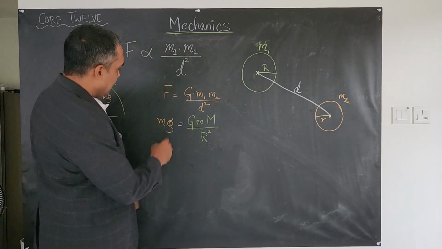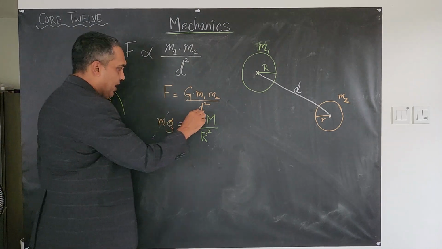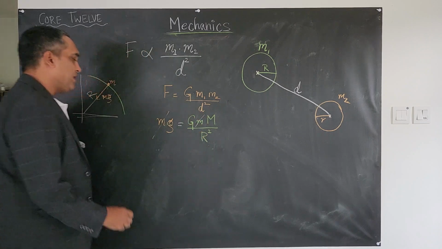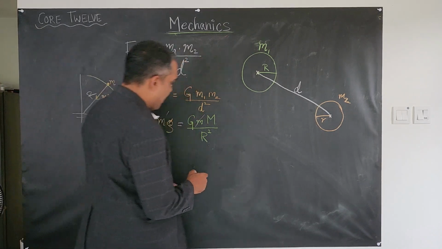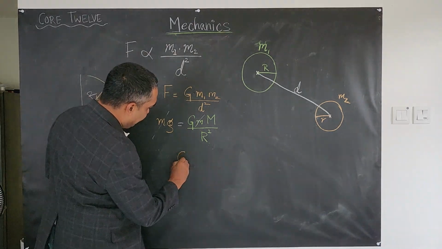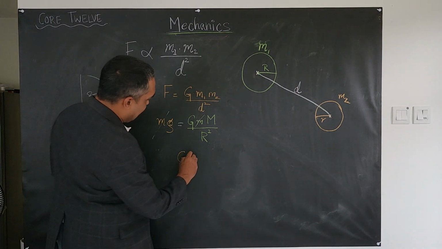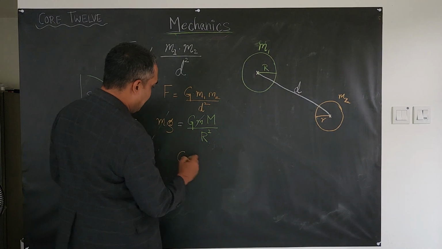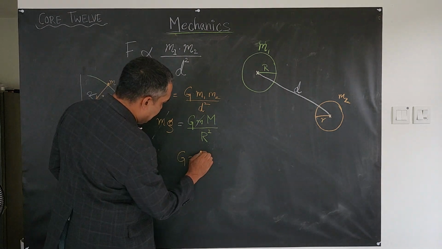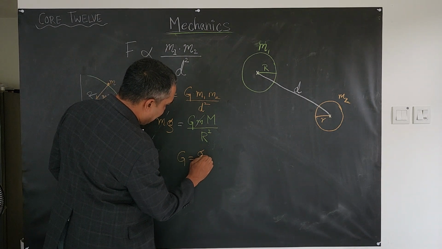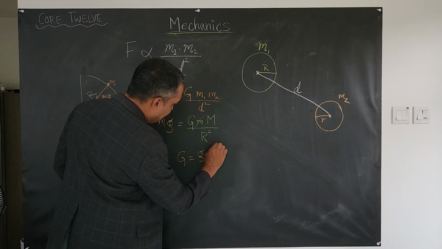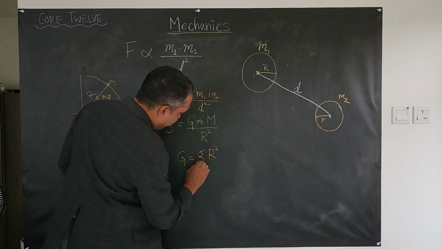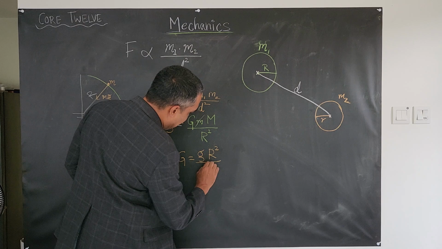And if I take out the small m, the mass of my own object, on either side, I can safely write this equation in terms of that big G as: g, the acceleration due to gravity, equals G times the mass of the Earth divided by the radius of the Earth squared.